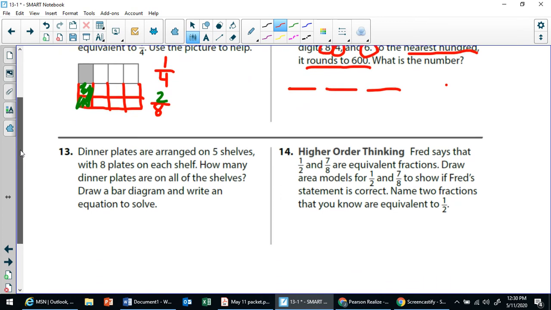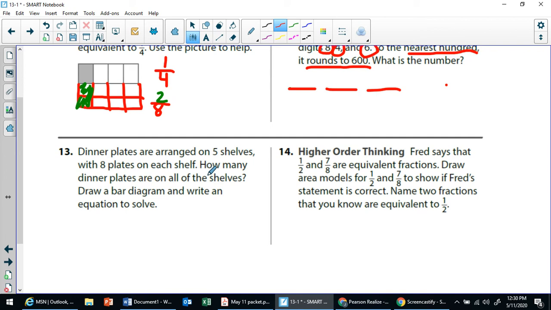Next one I want to talk about is number 13. Number 13 is bringing it back to our multiplication and division time. So it says dinner plates are arranged on 5 shelves with 8 plates on each shelf. How many dinner plates are on all of the shelves? Now, boys and girls, it tells you to draw a bar diagram.